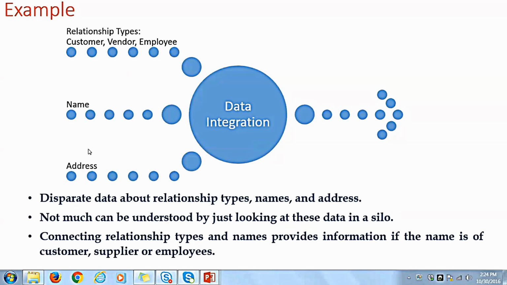For example, just by looking at the names, we cannot understand whether that name is of a customer, vendor, or employee. Only by connecting relationship type with the name data, we can understand that information. Likewise, only by connecting the relationship data, name and address, we can understand the location of customers, vendors, and employees. So, this is how information is derived from data by integrating them.